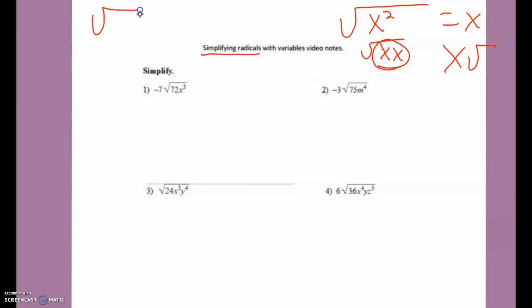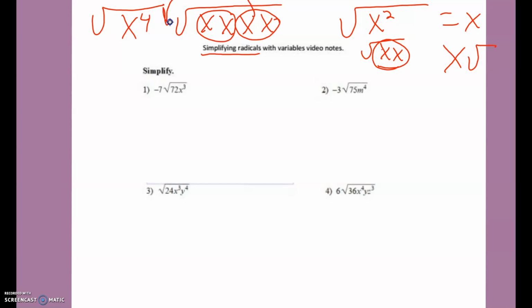So let's say we had x to the fourth. Well, if we just wrote it out the long way, how many groups of two do we have? We have two groups of two. So that means two x's would come out of the radical, and you would be left with x squared. That means two x's. Okay?